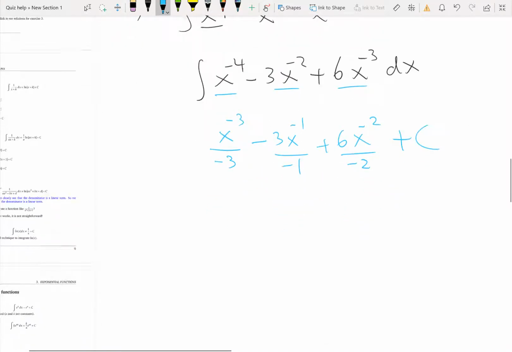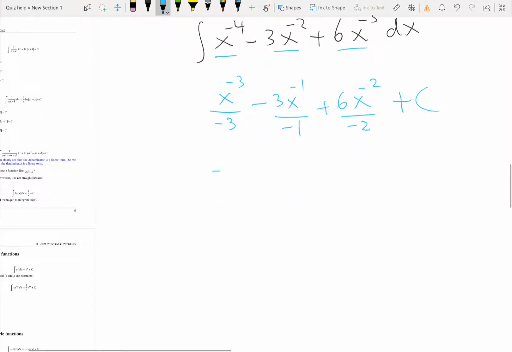Don't forget that. Here what we get is negative 1 over 3x cube. Here positive 3 over x. I bring this x to the negative 1 to the denominator, but don't take that 3 to the denominator. Let it be like that in the numerator. Here we have a negative, so positive times negative here. 6 over 2 is 3. Let's bring that x to the negative 2 to the denominator, so 3 over x square plus c. Alright, so this is what we get if you integrate this function.